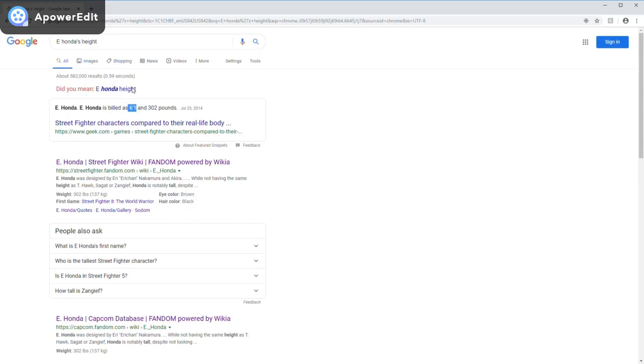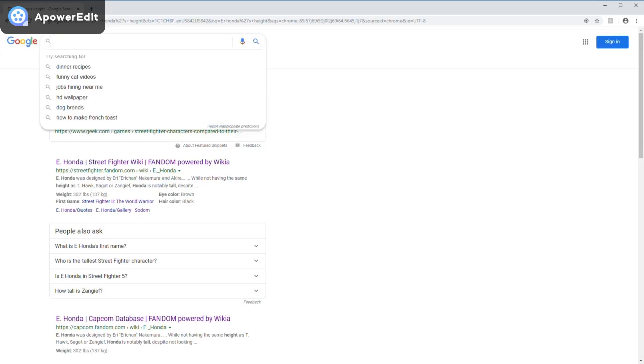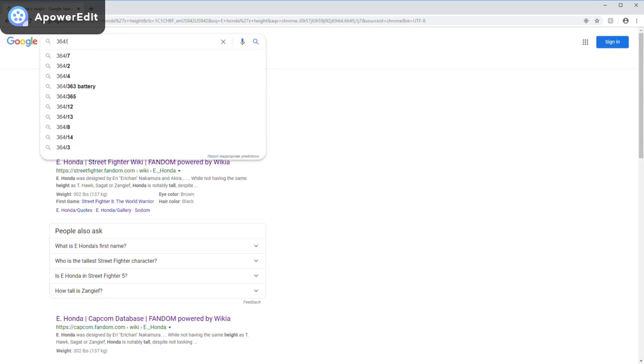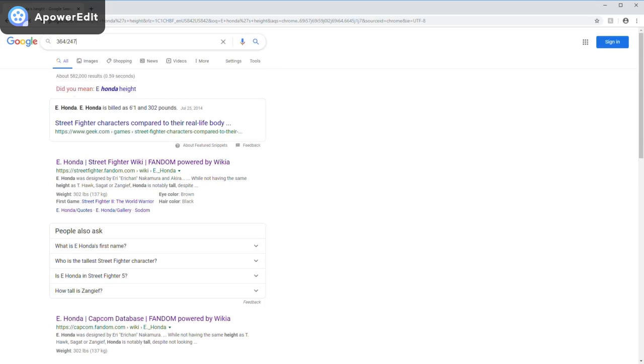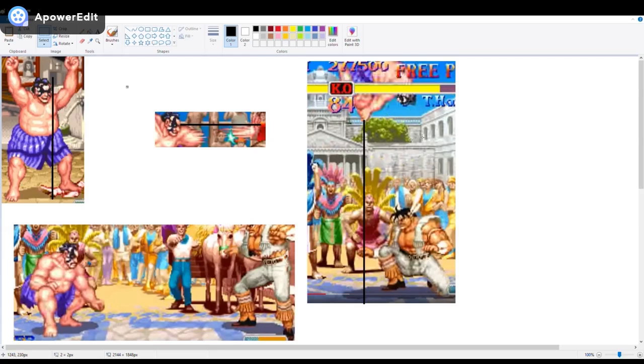First we need to find Honda's height. He is 6'1", 73 inches tall. So now we can go to a calculator and divide 364 by 247. Now we divide his height by this number to get how long his arms are. 73 divided by 1.47 gives us his arm length right there. So now that we know his height and his arm length, we can start analysis.